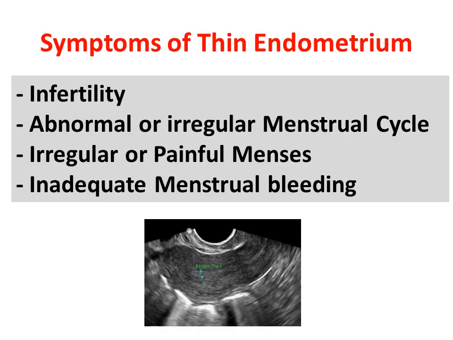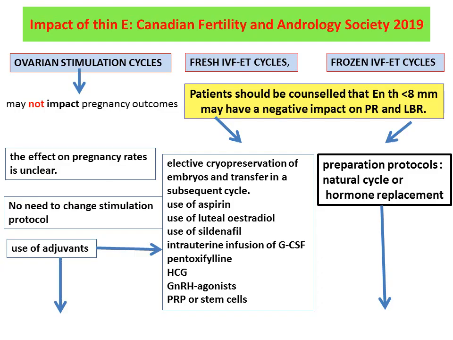Now, the patient with thin endometrium, what is the complaint of this patient? Usually infertility, or discovered during transvaginal sonography, but they may have some menstrual abnormalities like hypomenorrhea, irregular and painful menstruation, or abnormal and irregular menstruation.